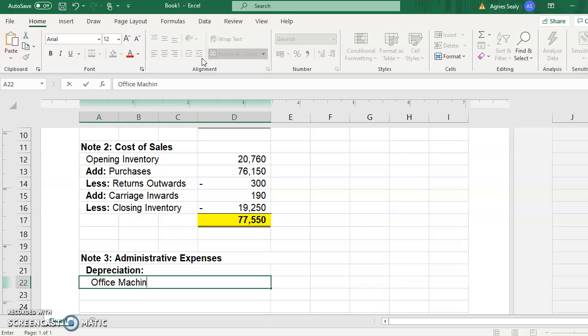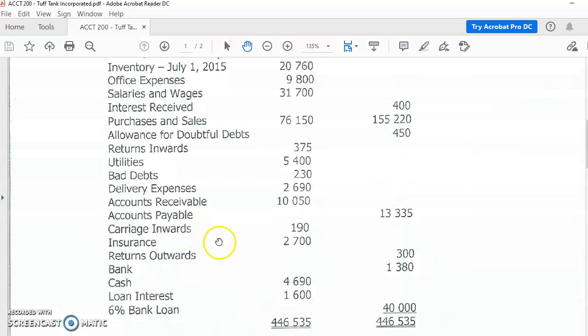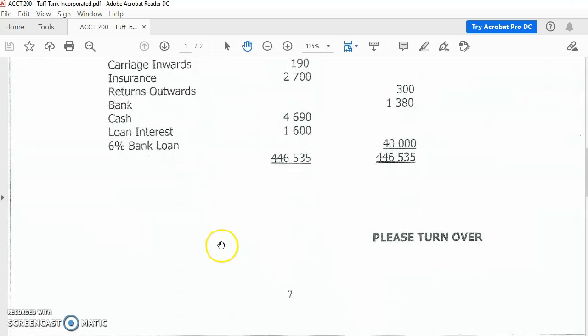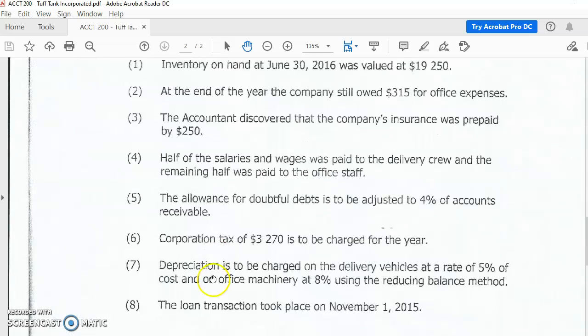And how are we going to calculate this depreciation? The question stated in the additional information, depreciation is to be charged on delivery vehicles at a rate of 5% of the cost. So that is straight line method. But it is being charged on the office machinery at 8% using the reducing balance method. So this is the method we're using for office machinery, reducing balance.